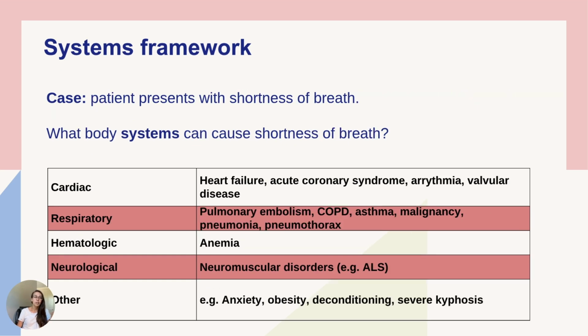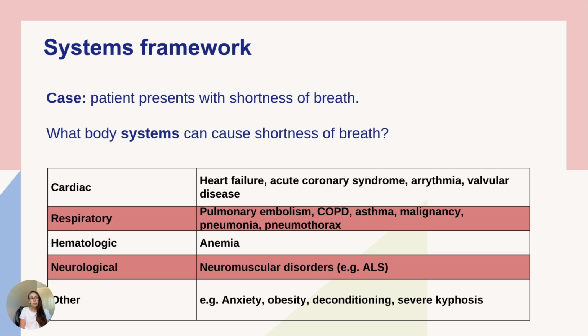Let's think of a second example for the systems framework. Say a person's presenting with acute shortness of breath. So, what I'd like to think about is what body systems can cause shortness of breath, right? Certainly the cardiac system. So, we're thinking of heart failure, acute coronary syndrome, and arrhythmia, valvular disease.